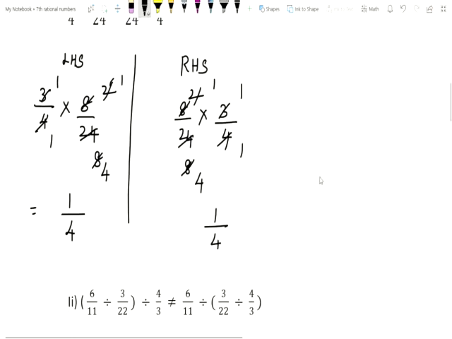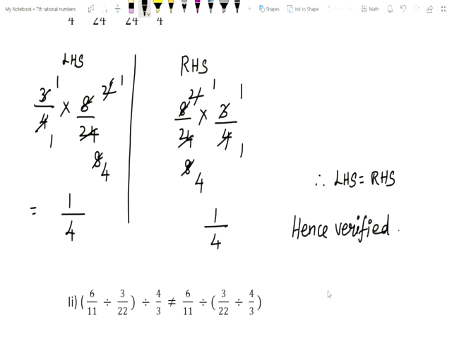So therefore LHS equal to RHS. Hence verified. You understand children? So the next one.